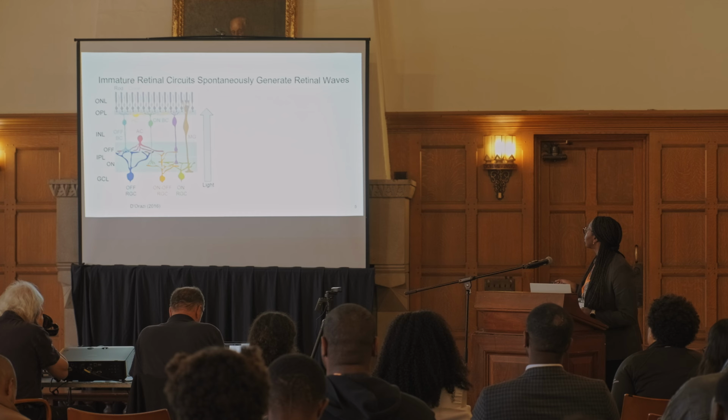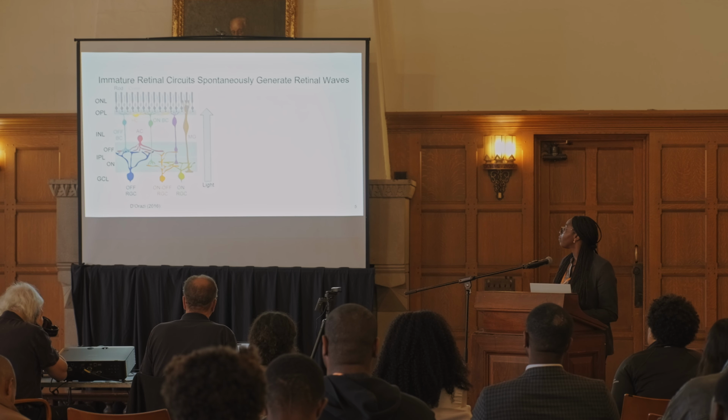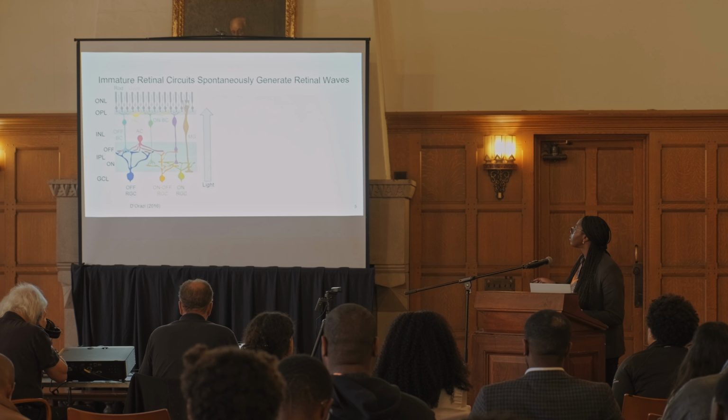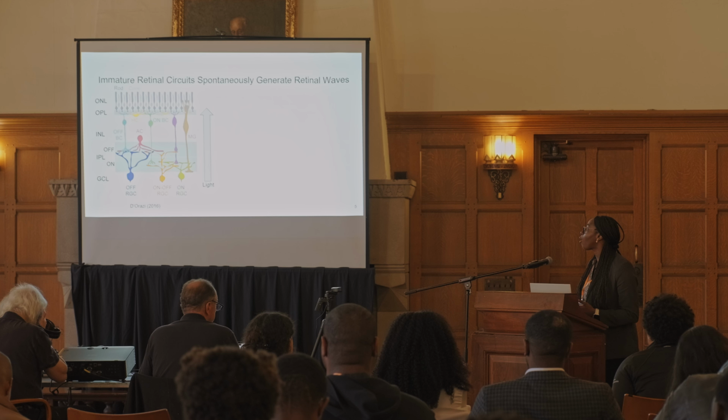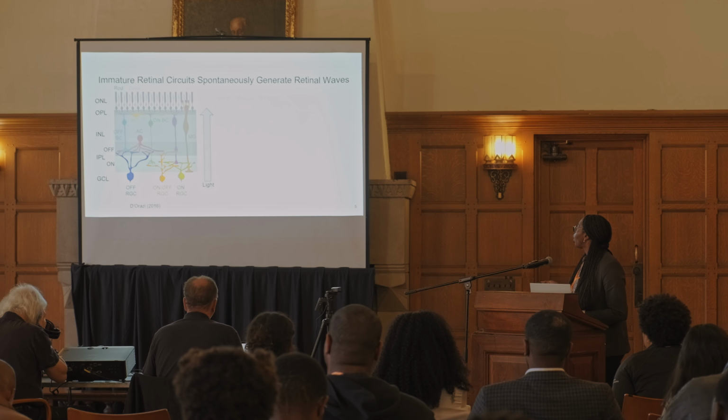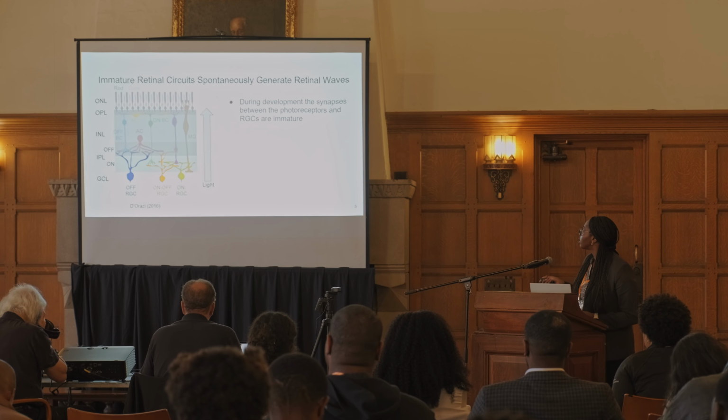So next, what I'm showing you here is that in development, this is really when all of our synapses are starting to mature, and particularly in autism, all these different synapses start to be affected. So I'm really interested in looking at how retinal development could be potentially altered in autism. But during this time in development, the synapses between the photoreceptors and the retinal ganglion cells are immature.